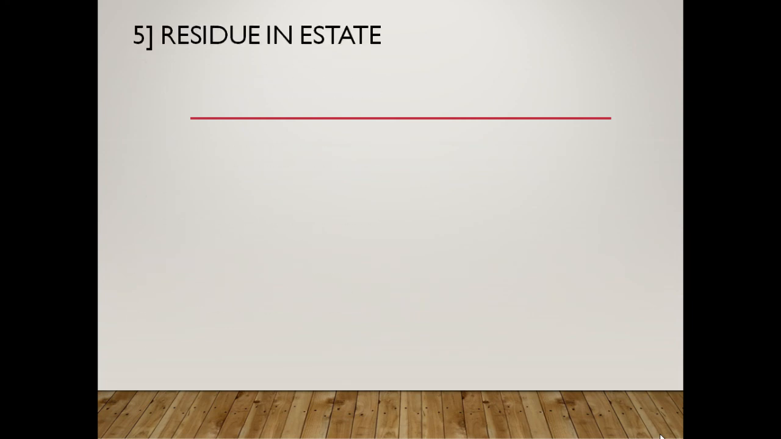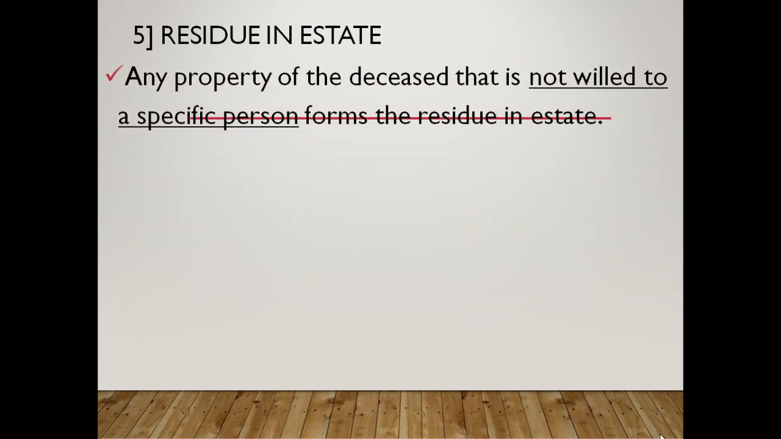Then, number five, the fifth beneficiary is the estate itself, or the residue in estate. What is this? Any property of the deceased that is not willed to a specific person forms the residue in estate. The deceased might have said in the will, this asset is going to be transferred to a trust, this to my wife, this to my son. But maybe after transferring all those, we still have assets that are not yet distributed to beneficiaries.